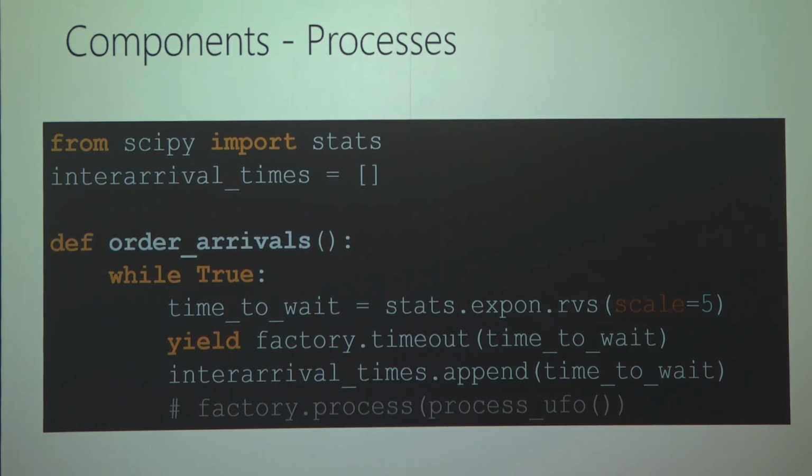That basically means, okay, this process is going to be on hold for this time to wait that we just generated. So every time the environment asks this process, okay, what is your next event? It says, okay, it's a timeout for this long, and then the environment will just schedule that on its timeline, and the next time it gets there, it will say, okay, now I need to know the next one. And here we keep track of how long was between every event, and we can kickstart other processes. In this case, it's the process UFO.